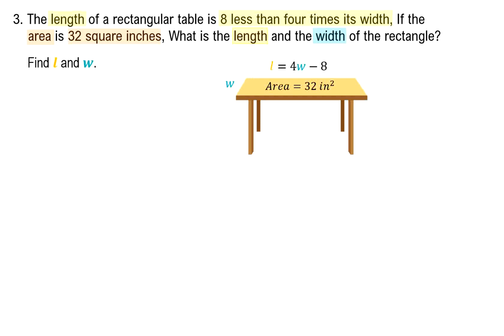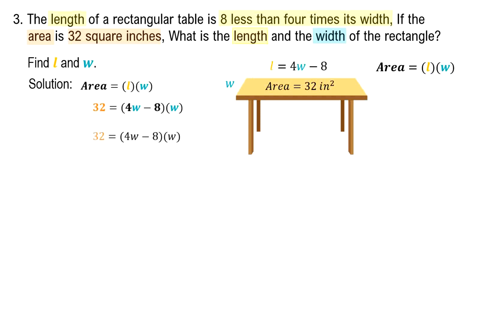Now, we need to use this formula, which is area is equal to length times width. So, ang gagawin lang natin is simply substitute yung value ng area, which is 32 square inches. And then yung length, which is quantity, 4W minus 8, and times W. And then, we simply substitute lang yung W do sa 4W. And then, negative 8 times W. And we will get 32 is equal to 4W squared minus 8W.